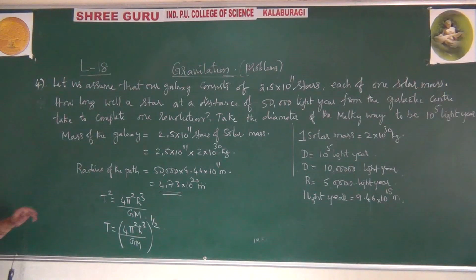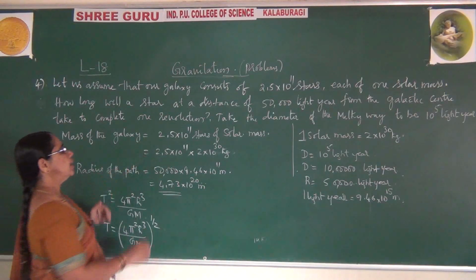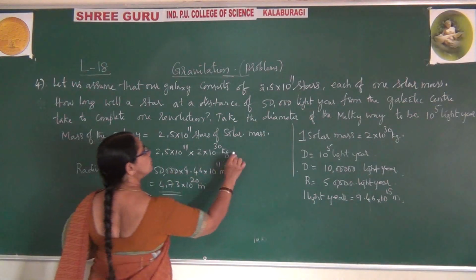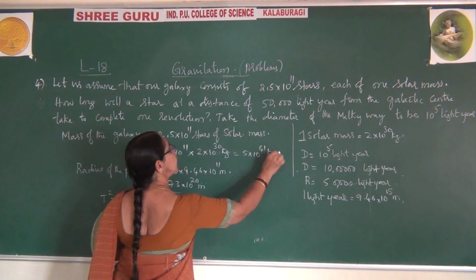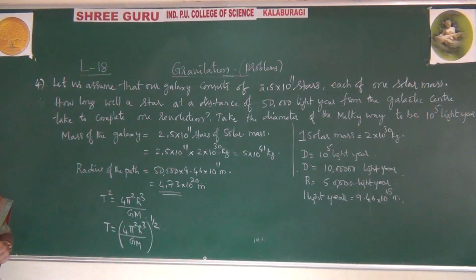Now let me just multiply these things. If you multiply, you get 5 into 10 raised to 41 kg. You get, in terms of answer, 5 into 10 raised to 41 kg.